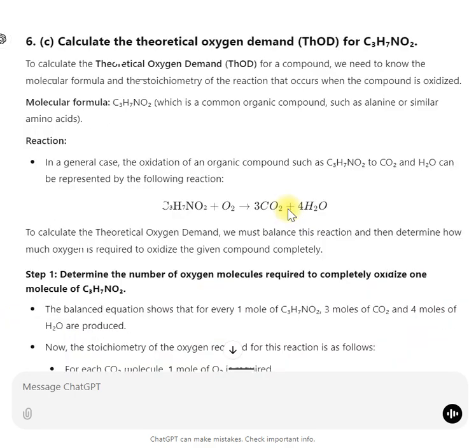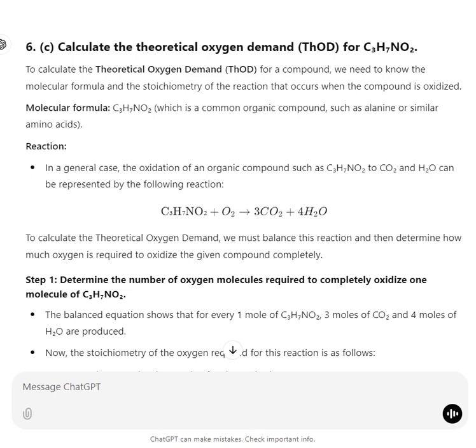Part 6C. Calculate the theoretical oxygen demand, TOD, for C3H7NO2. To calculate the theoretical oxygen demand, TOD, for a compound, we need to know the molecular formula and the stoichiometry of the reaction that occurs when the compound is oxidized. Molecular formula: C3H7NO2, which is a common organic compound such as alanine or similar amino acids.